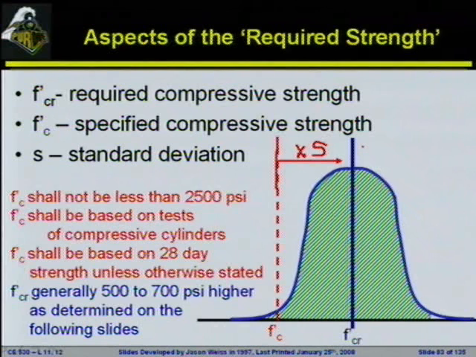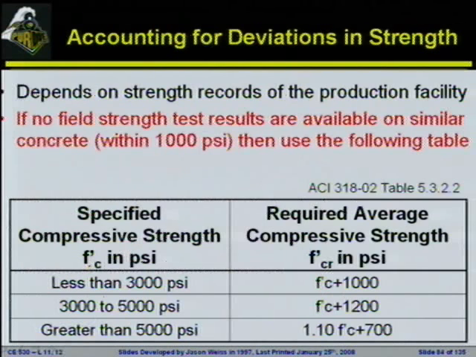Now, there are a few simple rules that we can jump into here. Our specified compressive strength shouldn't be less than 2,500 psi, should be based on the tests of compression cylinders, and should be based on a 28-day strength unless noted otherwise. These are just some of our general rules for our mixture proportioning. And in general, our required compressive strength is always going to be slightly higher, somewhere around 500, 600, 700 psi higher, but it's going to be based on a series of rules.